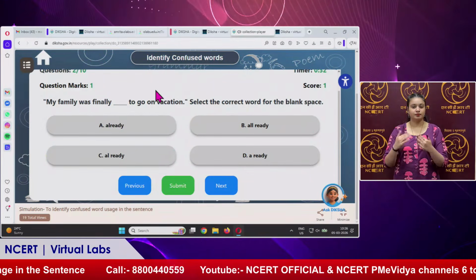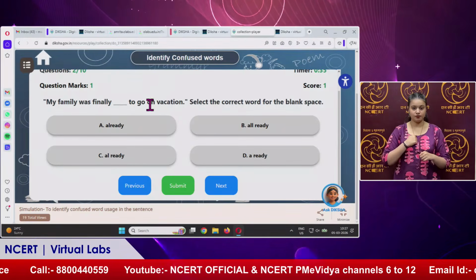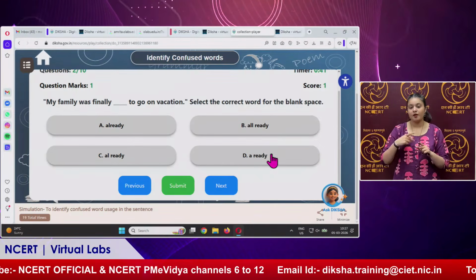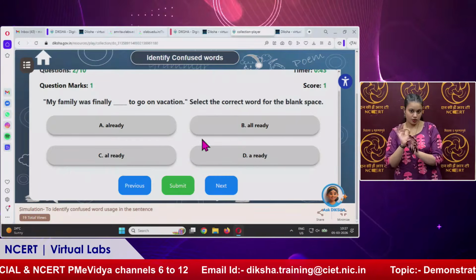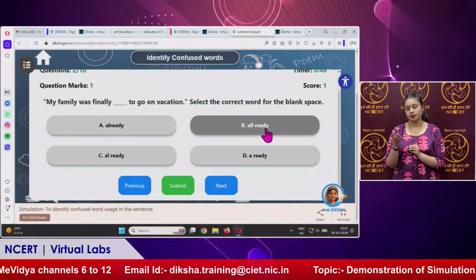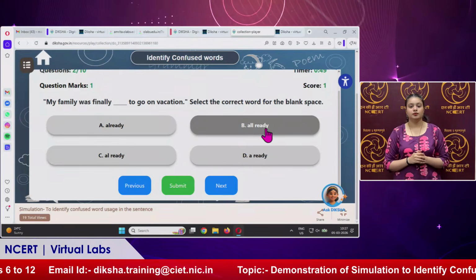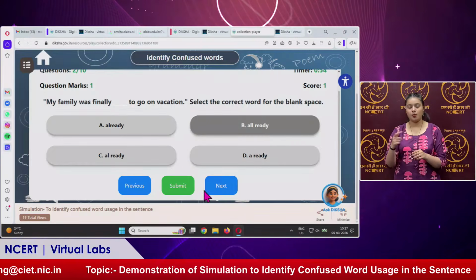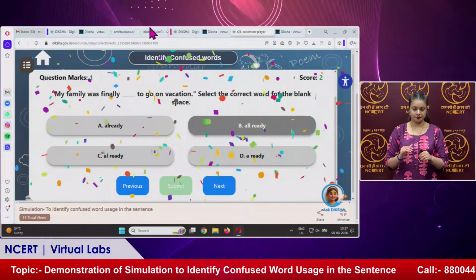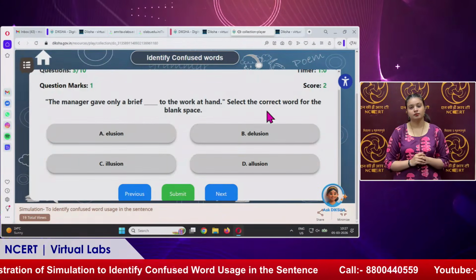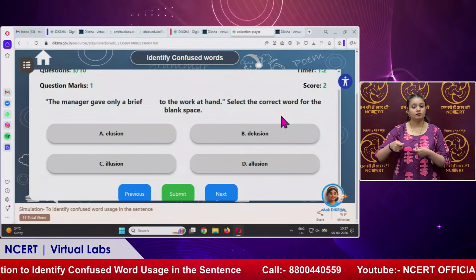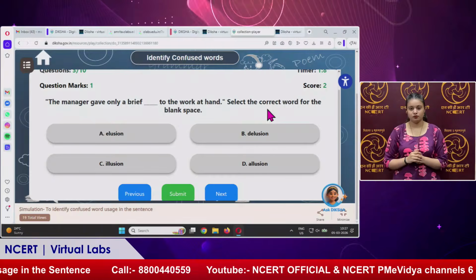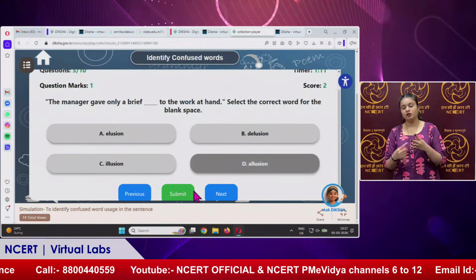We'll just finish this. There are just 5 questions. My family was finally dash to go on vacation: already, all ready. Already, B1. There is a difference between already and all ready. All ready is readiness, and already is something that is present, already present. Right. The manager gave only a brief dash to the work at hand: illusion, delusion, allusion. This will be allusion. Illusion similarly has a different meaning.